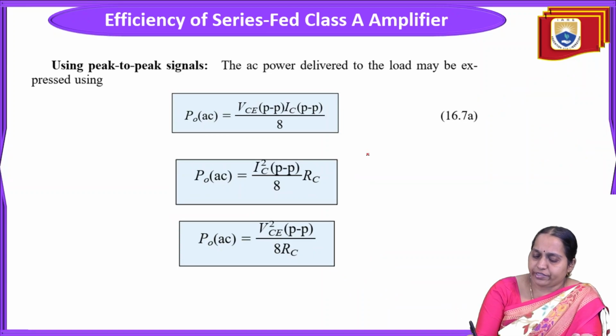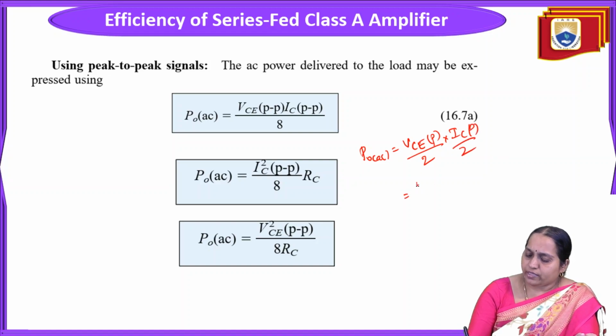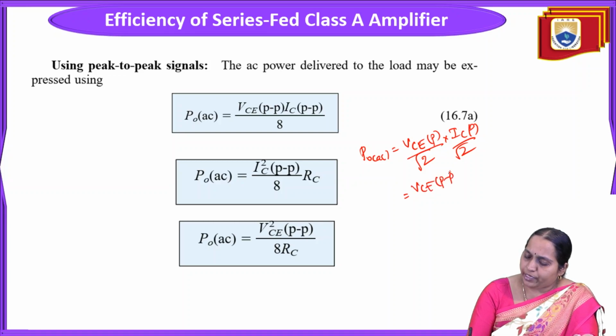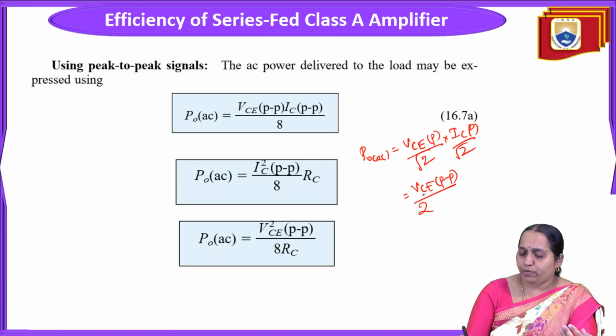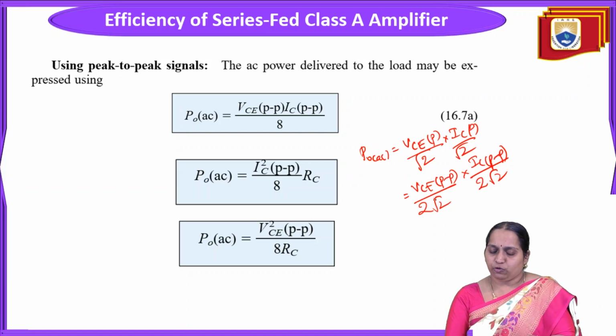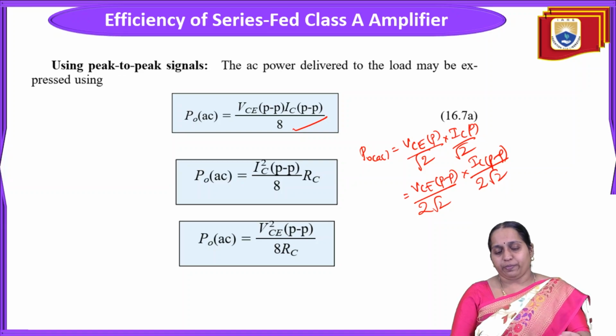See, you can write here, generally, P naught AC is VCE peak by root 2 into IC peak by root 2. So if I want to write it in terms of peak to peak, VCE peak is how much? VCE peak to peak by 2. If you divide peak to peak value by 2, you will get the peak value. So already you have here 2 root 2. Similarly here, IC peak is nothing but IC peak to peak by 2, so replacing that, you will get IC peak to peak by 2 root 2. So you'll have VCE peak to peak into IC peak to peak by 2 into 4, 4 into root 2, you'll be getting 8. So P naught AC equal to VCE peak to peak into IC peak to peak by 8.